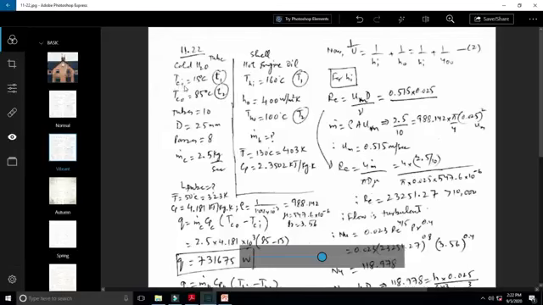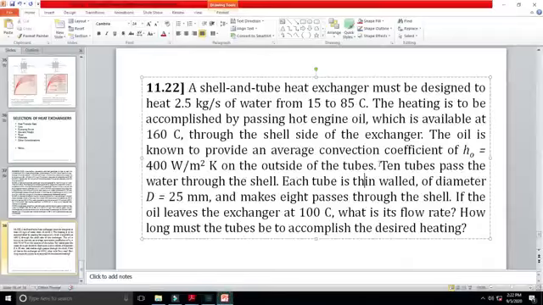So the inlet temperature of the cold fluid would be 15 degrees Celsius and outlet temperature of the cold fluid would be 85, and the inlet temperature of the engine oil is given as 160 degrees Celsius. Now it says 10 tubes pass the water through the shell and each tube is thin walled, and as I have just told you, it is probably an indication that the conductive thermal resistance due to the pipe wall or tube wall would be neglected if the parameters are not provided.